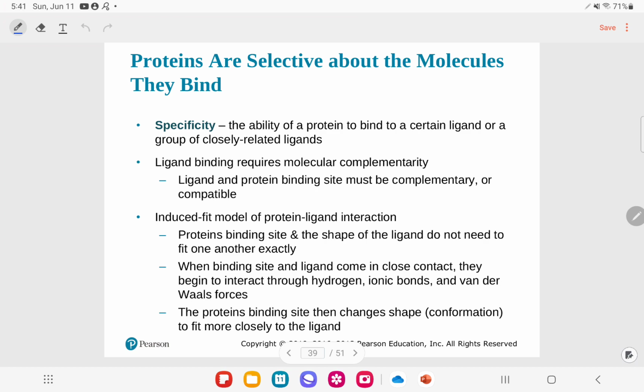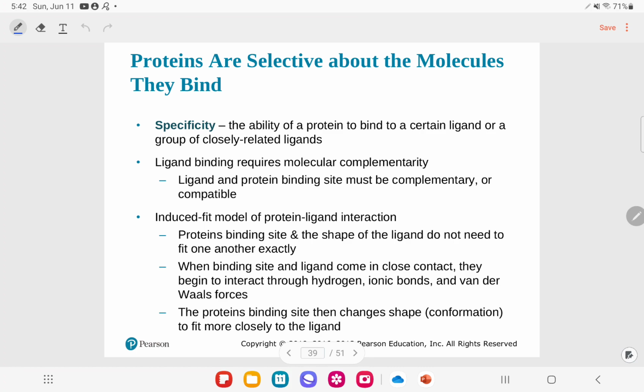Proteins are specific, and they're very selective. They are highly selective about the molecules that they bind. So proteins exhibit specificity, which is the ability of a protein to bind a certain ligand or a group of closely related ligands. So ligand binding requires molecular complementarity. A ligand and protein binding site must be complementary or compatible.